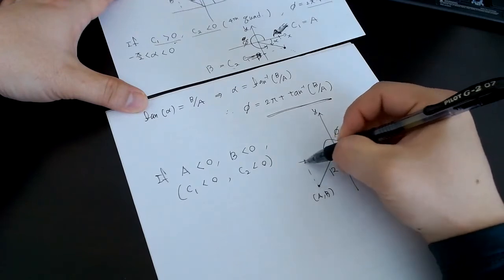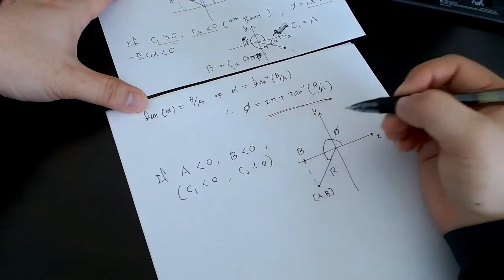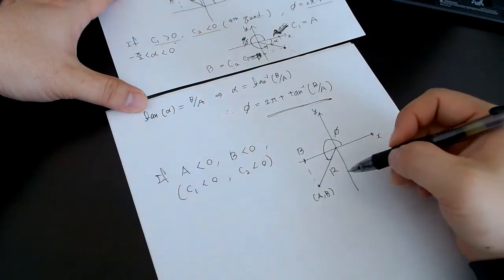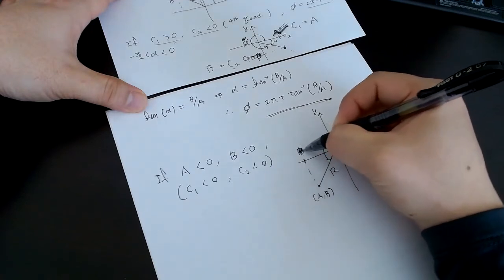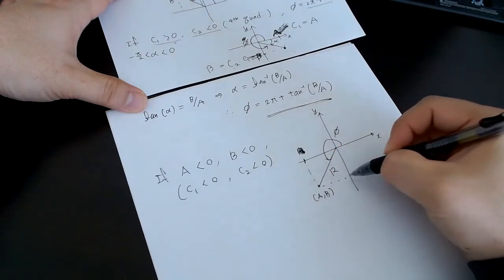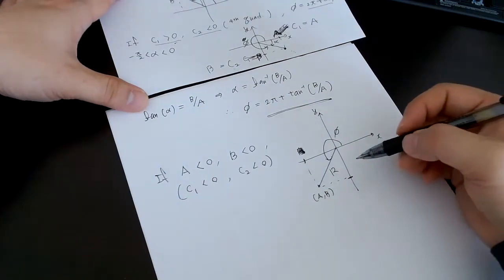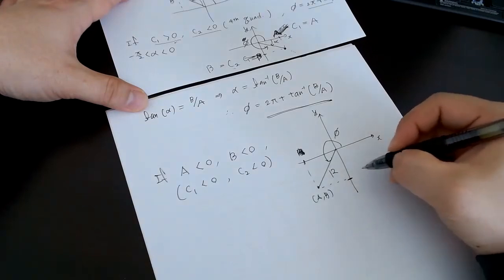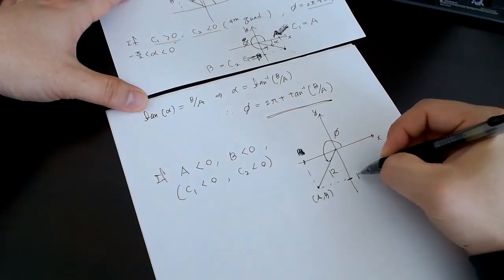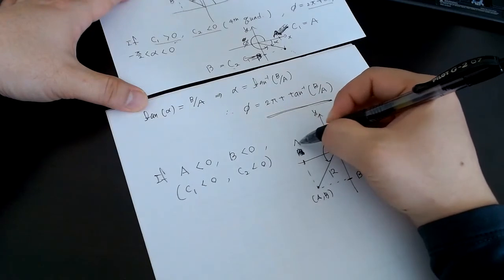So here's B. So C2 is less than 0. So this is B right here, okay? And then C, oh, I'm sorry. Give me a second. C2 less than 0. Yeah, this is B, right? C2 is less than 0. And then C1 is less than 0. This is A. Okay.